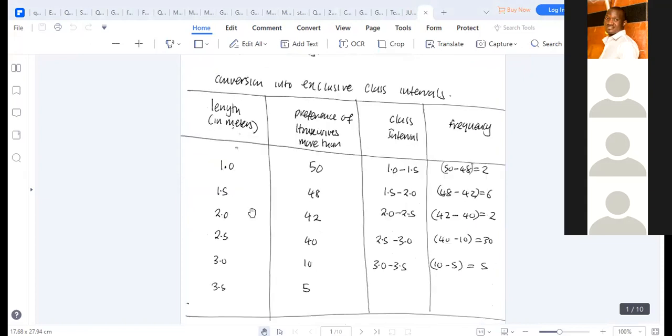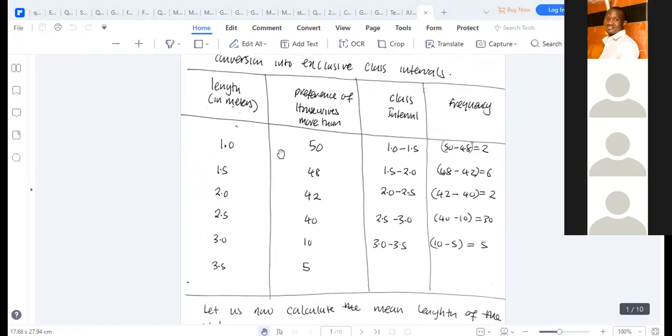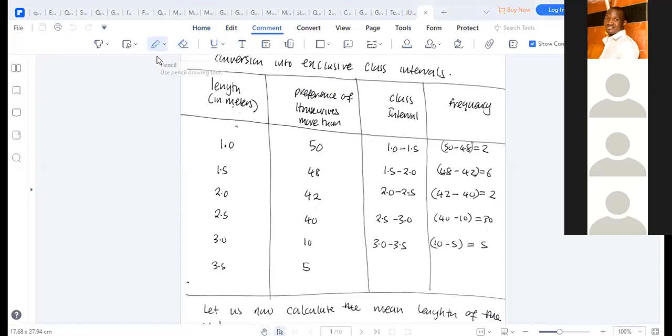So using his solutions as well, just to fortify. This is the length, and we have a 50, and the class interval, we start from this very one to the next one. So 1.0 to 1.5, 1.5 to 2.0. So we're just getting the intervals from the length. Then the frequency, we're subtracting: 50 minus 48 is 2, 48 minus 42, 42 minus 40, 40 minus 10. So these are the frequencies. With this being done, it now nullifies the last row because there's no pair. We're going to end here. There'll be nothing to relate.